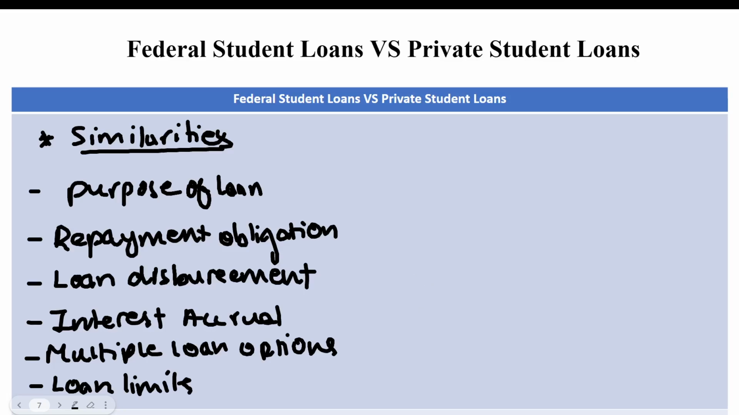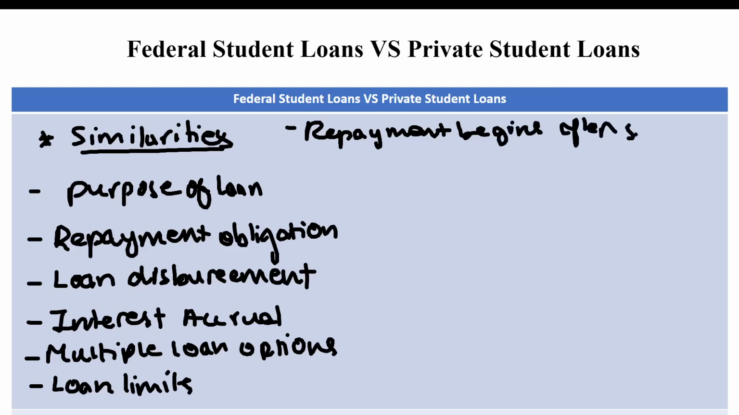Then we have repayment begins after school. For both types, repayment typically begins after the borrower leaves school or drops below half-time enrollment. Federal loans offer a grace period, while many private lenders also provide some form of deferment or grace period.